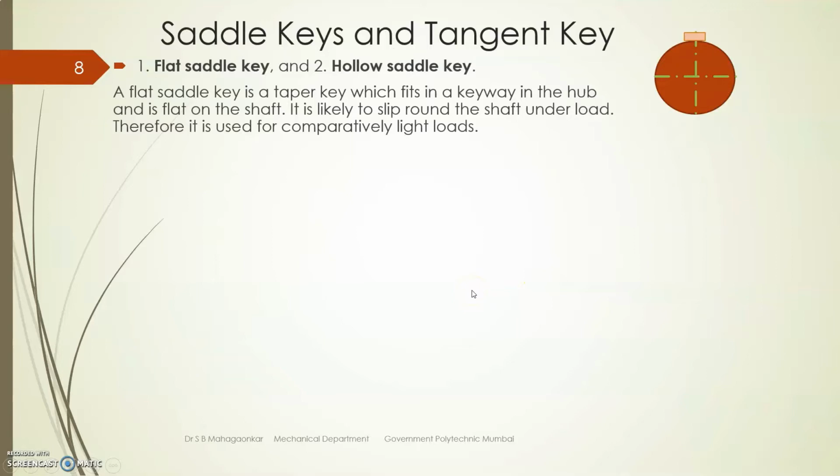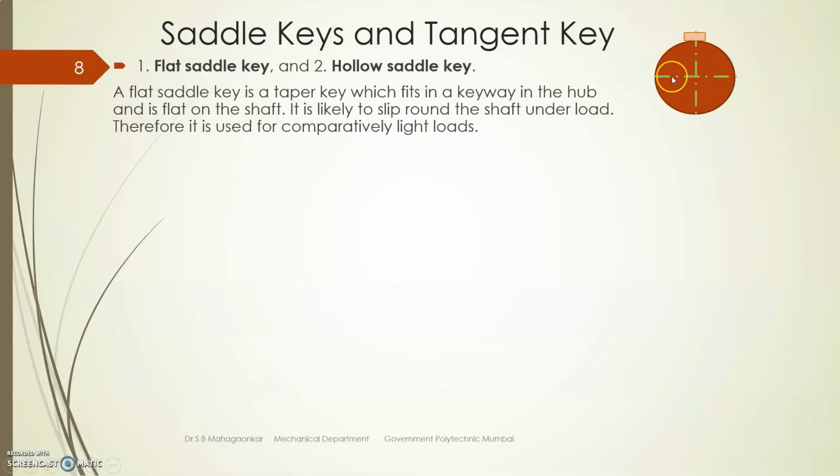So saddle keys and tangent keys. These are the flat keys and hollow saddle keys. Flat keys are placed on the shaft. At some portion they have made it flat, so that the flat surface of the key is placed on the flat surface of the shaft. So there is no recess in the shaft. Only a recess is provided in the hub region.